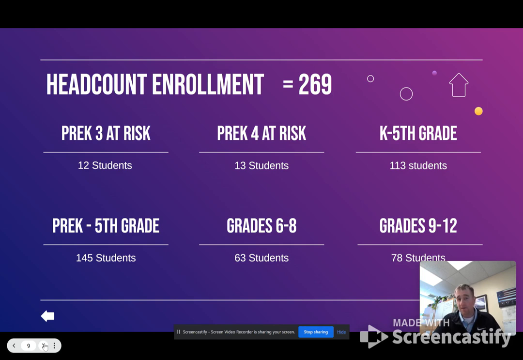Kindergarten, we have 20 students, and they are serviced here all day also, bused to and from school just like everybody else. So with our K through 5 enrollment at 113 students, and then pre-K through 5, which is my building that I'm in charge of, where we had 145, we are currently up to 147 students as of just today. Grades 6 through 8, 63 students, and grades 9 through 12, 78 students.